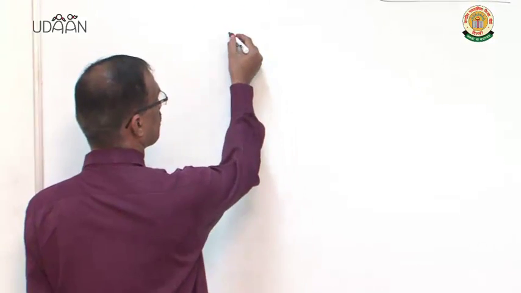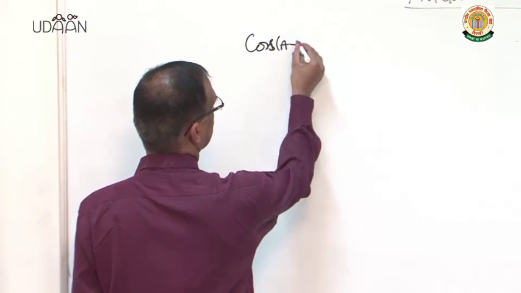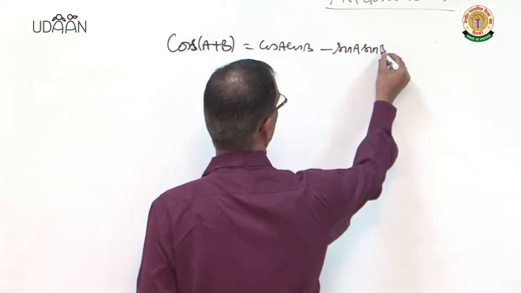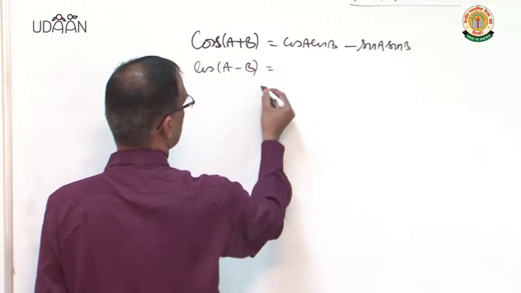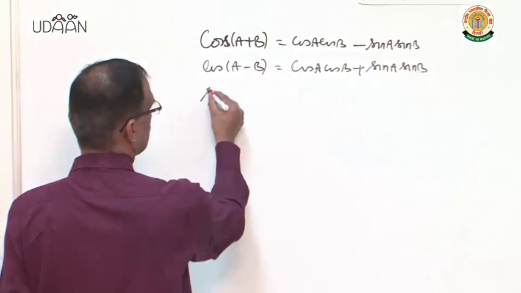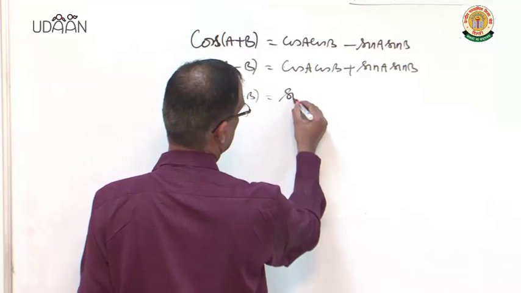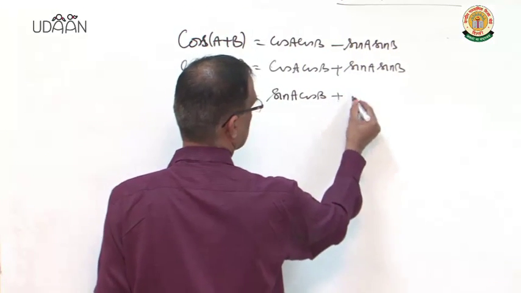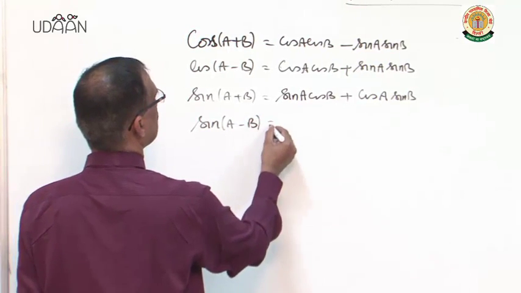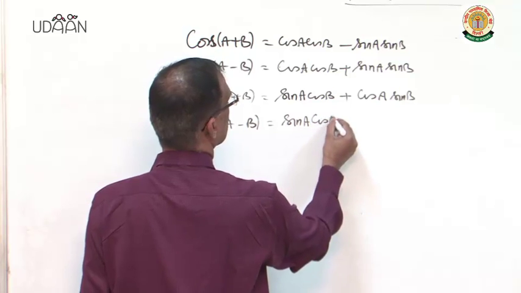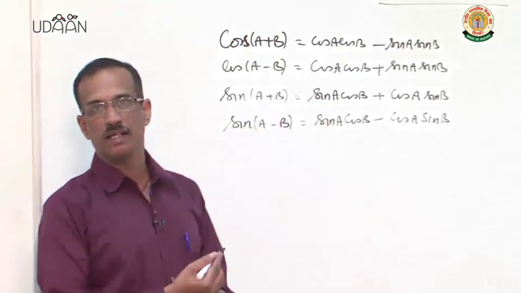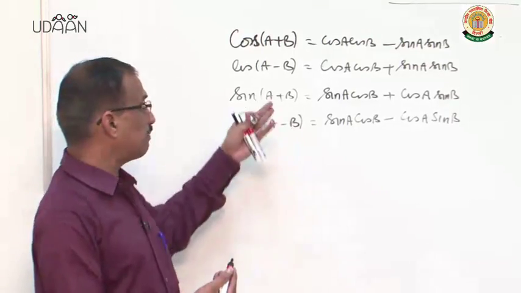Now, let us recollect the formulas you have learnt in the classroom. That is, cos(A+B) equals cos A cos B minus sin A sin B, cos(A-B) equals cos A cos B plus sin A sin B, sin(A+B) equals sin A cos B plus cos A sin B, and sin(A-B) equals sin A cos B minus cos A sin B.